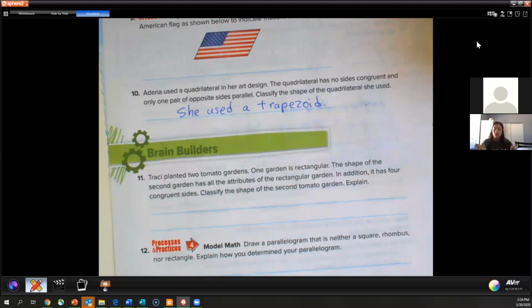The second sentence was kind of a big one. It had a lot of the information in it, so we broke it down into little pieces. So it says the quadrilateral has no sides congruent. So we took that information and then we looked at the chart. And then once we found the shapes that matched that, we continued reading the words. And then we used, and only one pair of opposite sides are parallel. So then we took that information, and out of the shapes we matched what fit that description. And by the process of elimination and looking at the attributes, we came up with a trapezoid.